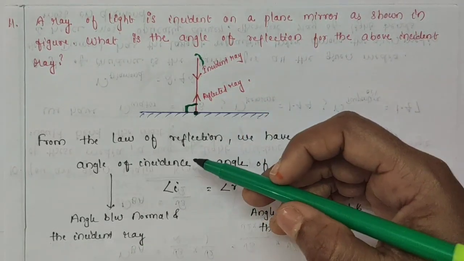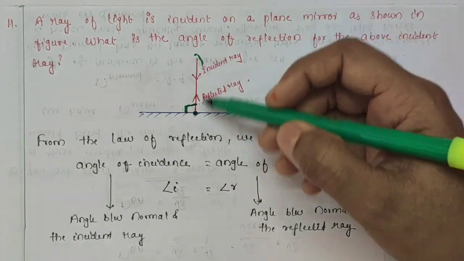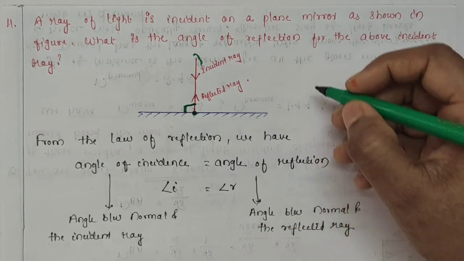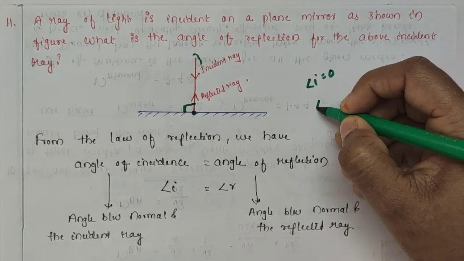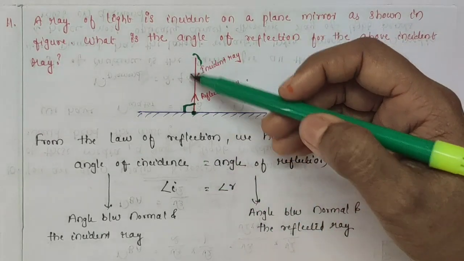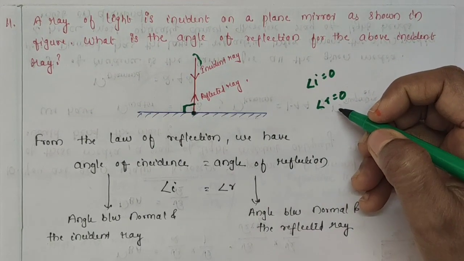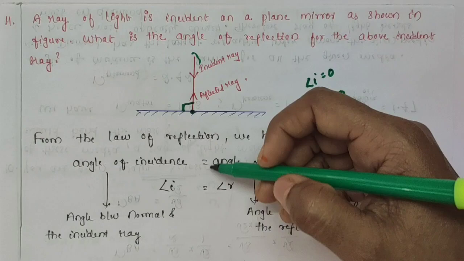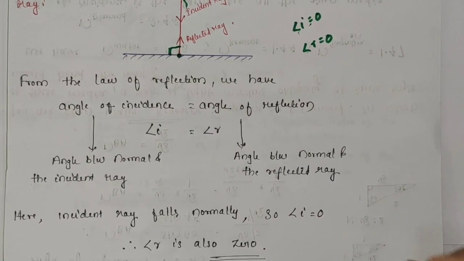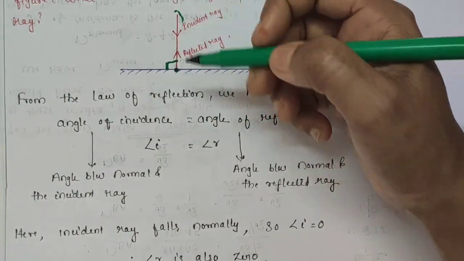So angle of incidence is the angle between incident ray and the normal. Both the incident ray and the normal lie along the same line. So angle of incidence is 0 here. Okay, and angle of reflection, that also would be 0, no? Because as per the law, angle of incidence is equal to angle of reflection. So here angle of incidence is 0, so angle of reflection also would be 0. Since the ray falls normally, angle I equal to 0. So angle of reflection, angle R, that also would be 0. So the ray would be reflected back along the same path.